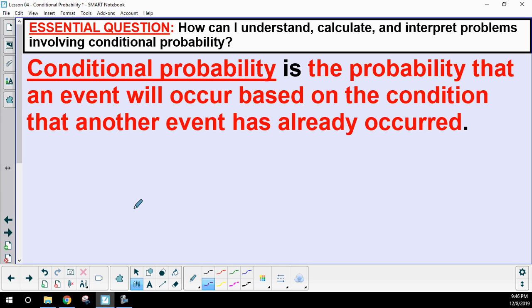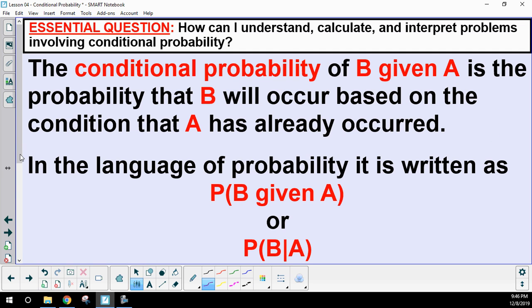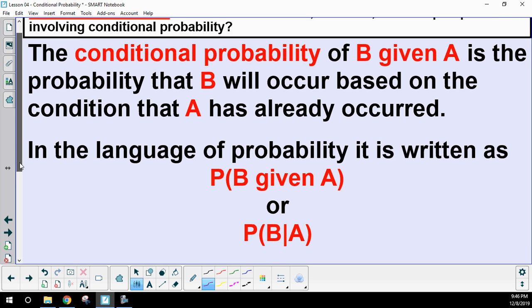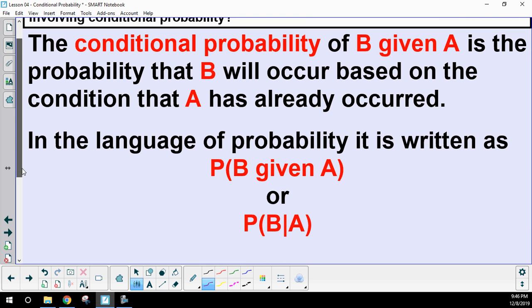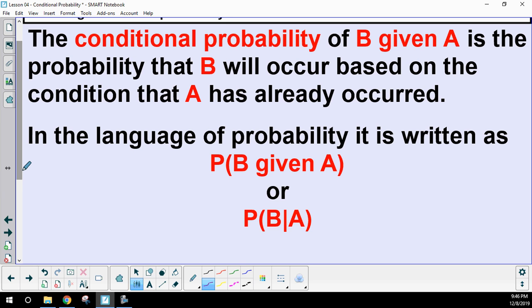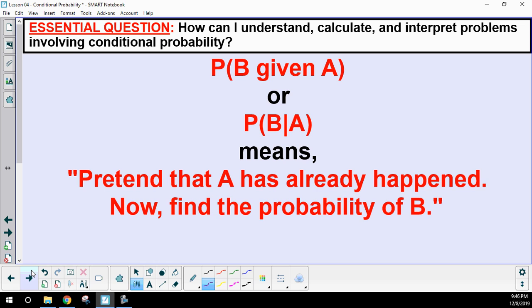If you wanted to write that down, pause the video, go ahead. The conditional probability of B, given A, is the probability that B will occur based on the condition that A has already occurred. So, this is how it's written, but mainly the point is that we're pretending that event A happened first before we even calculate what B might be. Okay? So here's what that probability statement is saying. B given A. Pretend that A has already happened. Now find the probability of B.